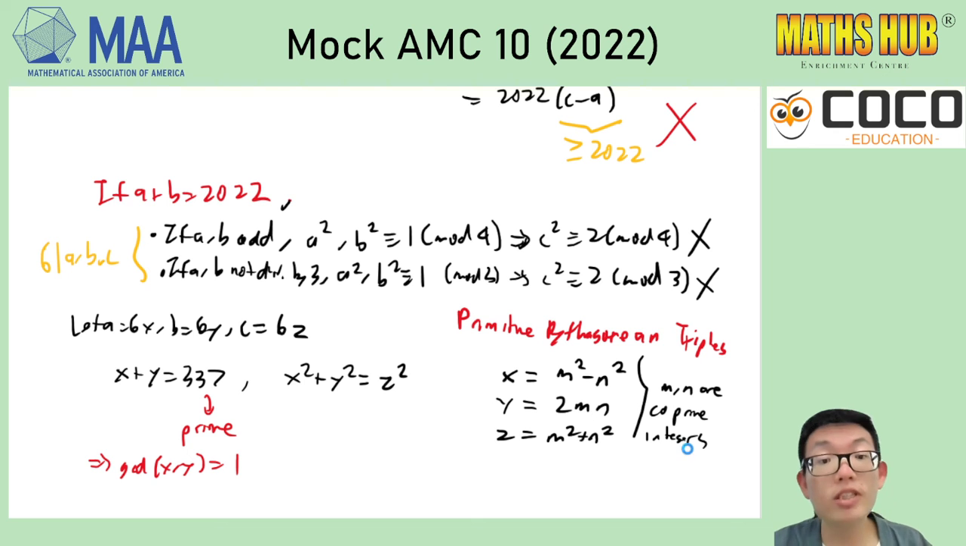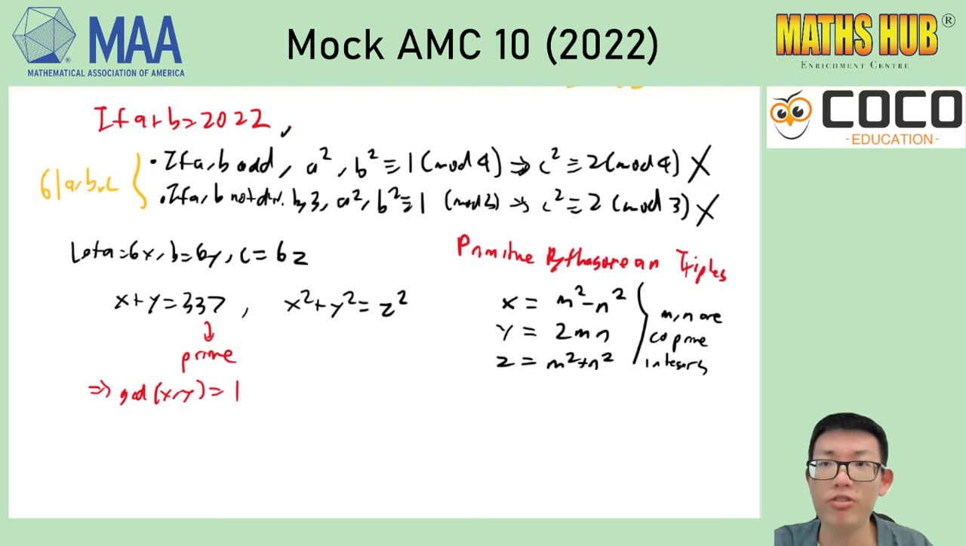Okay, this covers all primitive Pythagorean triples. For example, 3, 4, 5 is m equals 2, n equals 1. 5, 12, 13 is m equals 3, n equals 2. So this covers everything, right? This is not just for our example, and it's not just that sometimes it happens to be like this. No, all of them are like this. It can be proven. The video is long enough, so let's not prove it.